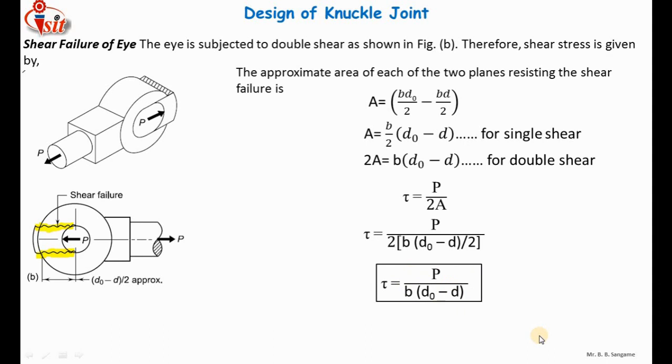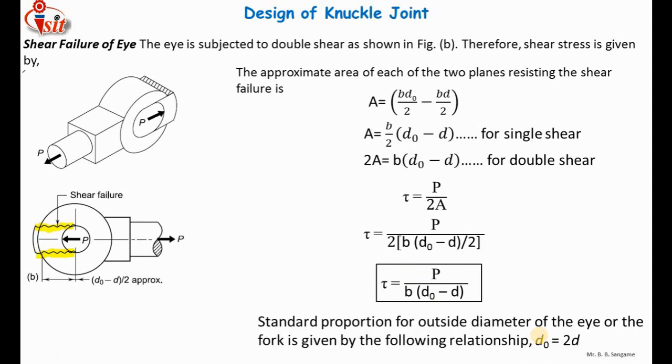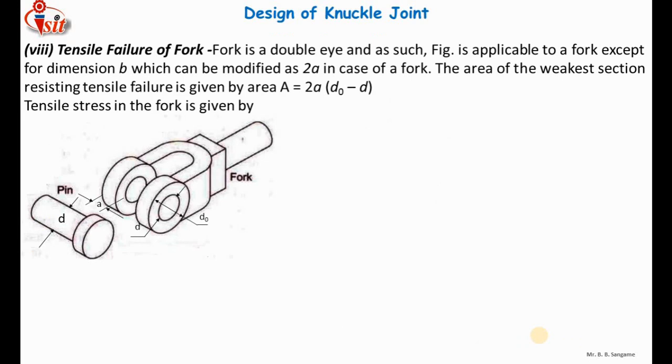Okay, next is tensile failure of the fork. Already we have seen the tensile failure of the eye.